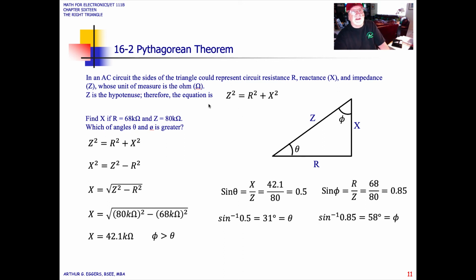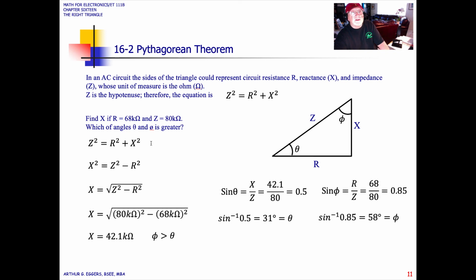Same process though. We've got Z squared equals R squared plus X squared. We want to solve for X squared. In this case, they asked us to find the reactance. So we're going to solve for the reactance here. X is equal to the square root of the impedance squared minus the resistance squared. Take the square root, and we end up with 42.1 k ohms as our reactance.